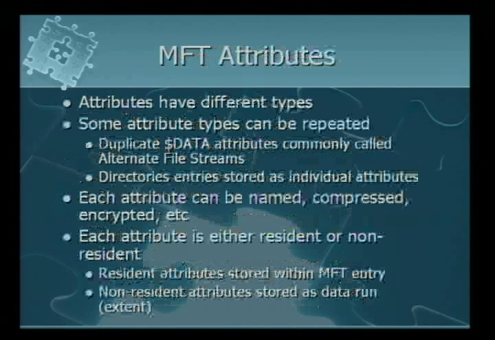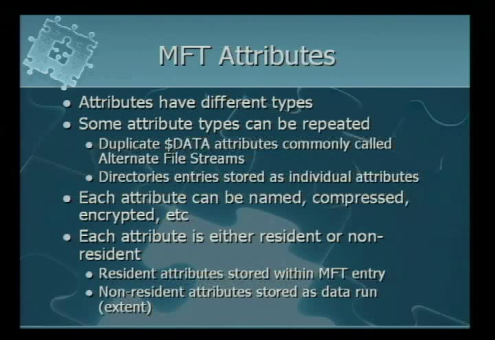To help explain what those attributes are, basically an attribute is a block of data. They've got types associated with them. There are lots of different types. There are 13 different types of metadata currently in NTFS.